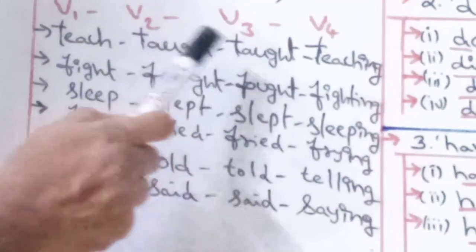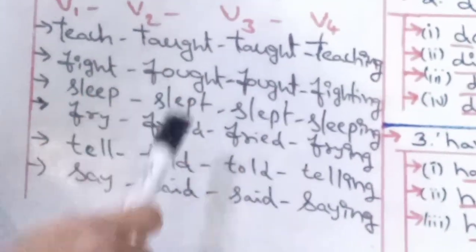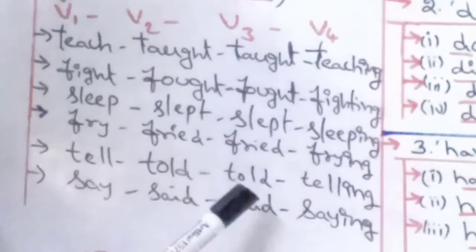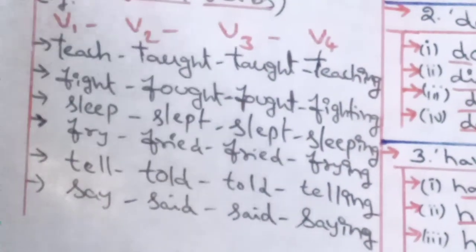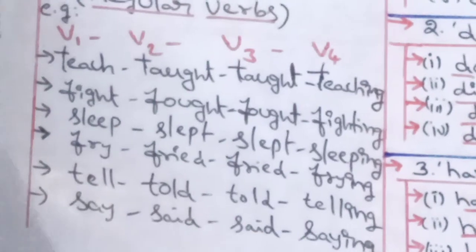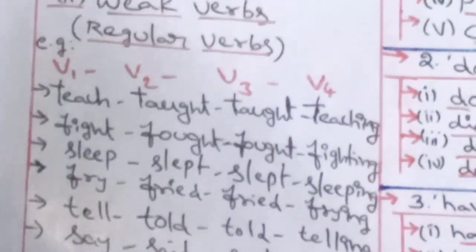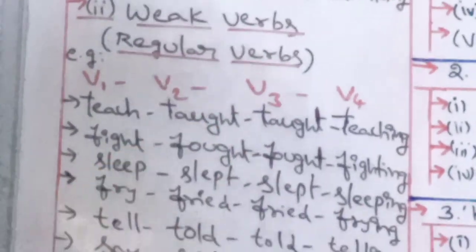Taught, taught, V2, V3. Fought, fought. Slept, slept. Fried, fried. Told, told. Said, said. V2, V3 are just the same in terms of their pronunciation and in terms of their spellings. That's why they are weak verbs. They are regular verbs. Regularly they are following the same.